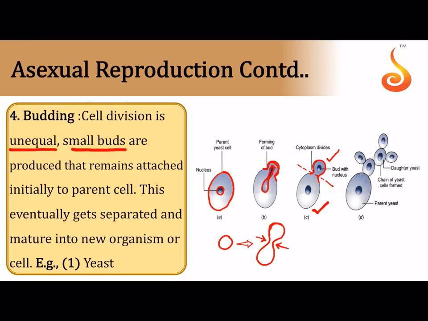Initially, the small buds remain attached to the parent cell, but then gradually they get separated and they mature into a new organism. Like I said, cytoplasm also is dividing, but before that, what should divide? This is the parent nucleus. And see how the parent nucleus divides into ultimately. What happens to this constriction?